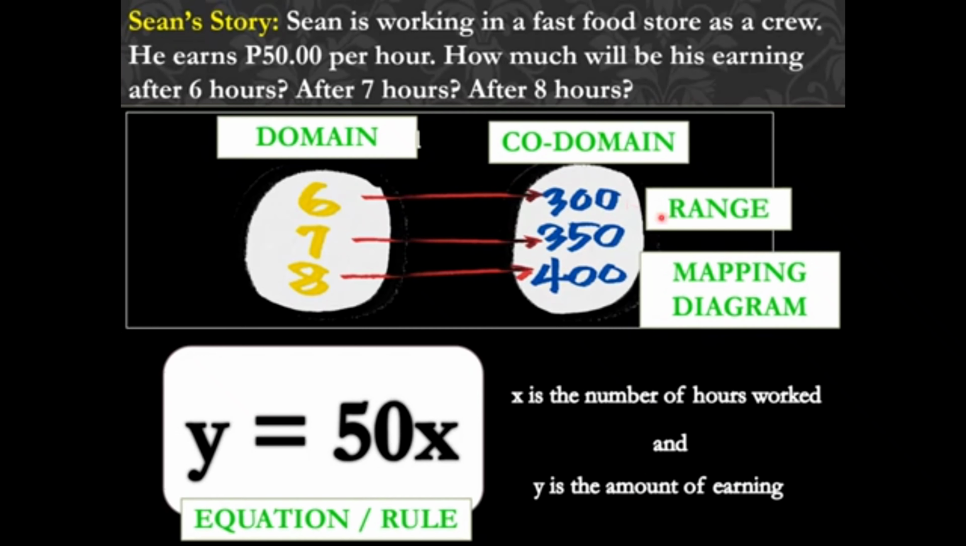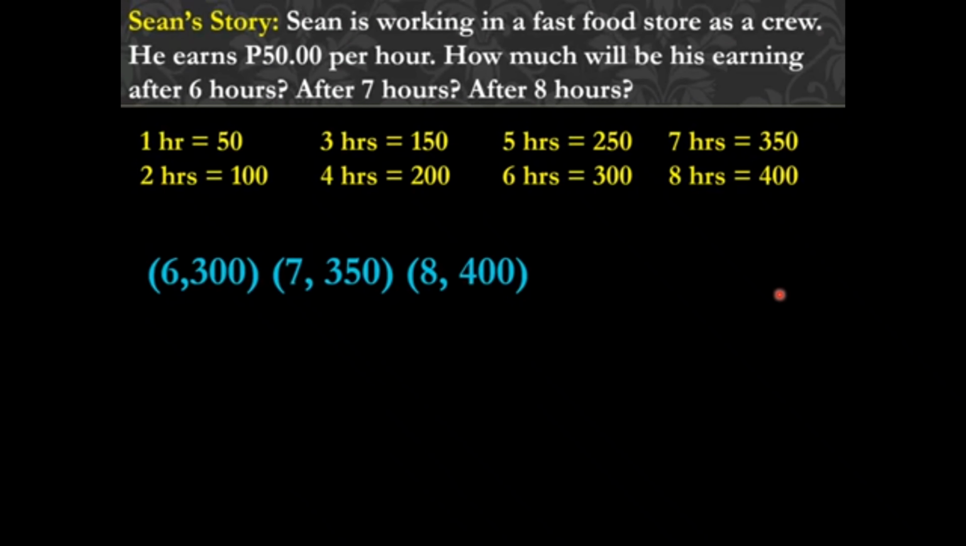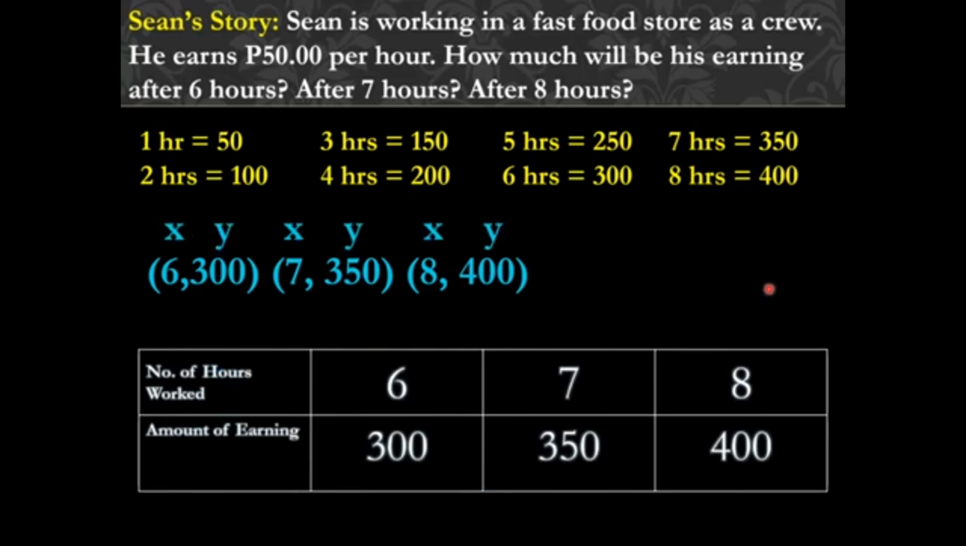So by the way, 300, 350, and 400 are also part of the range. Okay, so using these numbers, we can also represent this relation. That is for ordered pairs and the table of values. For the ordered pairs, the first element stands for the x, and the second element stands for the y. That's the same with the table of values. This is the x, and this is the y.